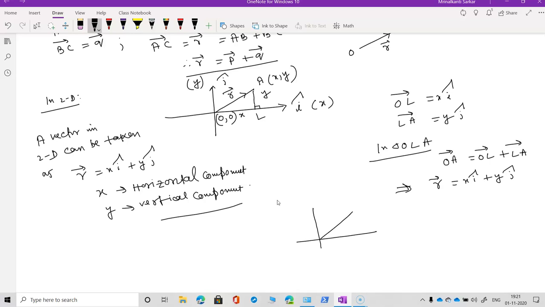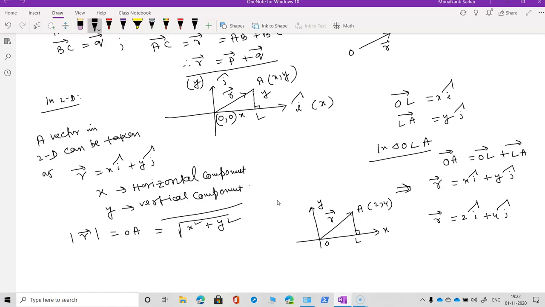Okay, so if there is a vector whose tip, suppose the tip of this vector is 2, 4, so we can take this one as R vector is equal to, R is this, so R vector is 2i plus 4j, and magnitude of a vector is the length. So what is the length of the vector R? That is, if this thing is x, this thing is y, by Pythagoras theorem R is OA, root over x square plus y square.